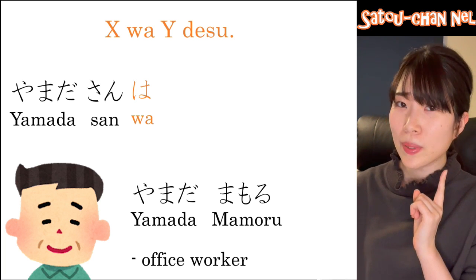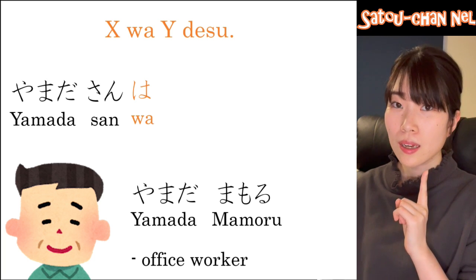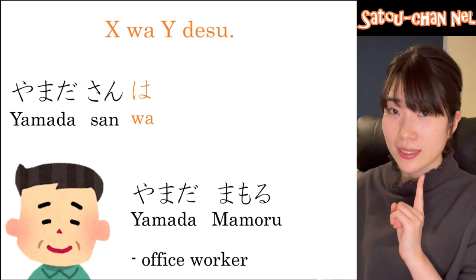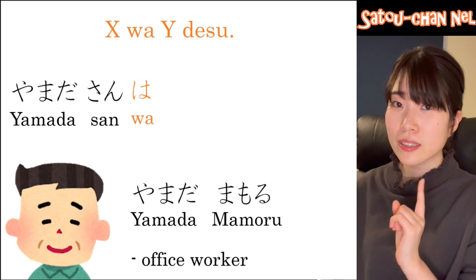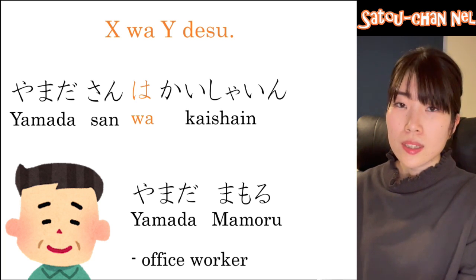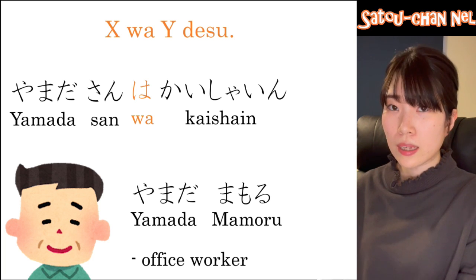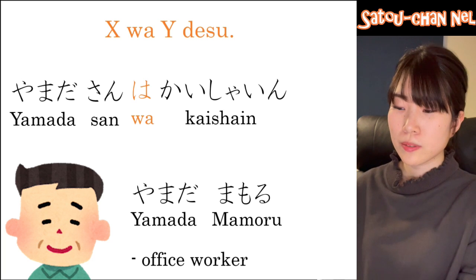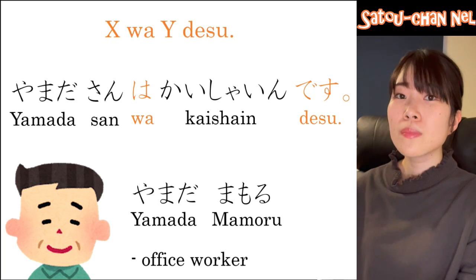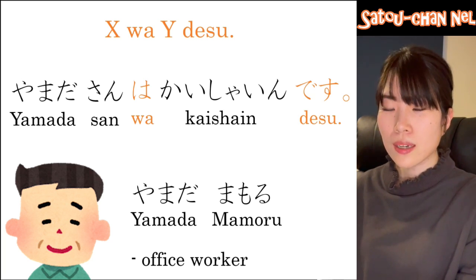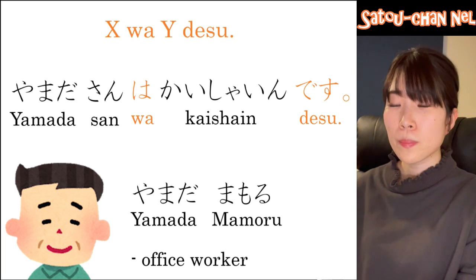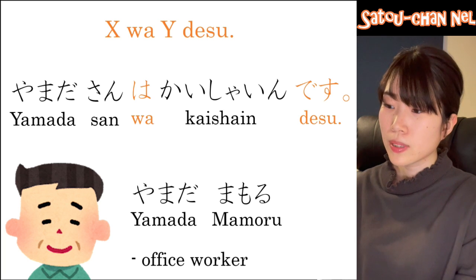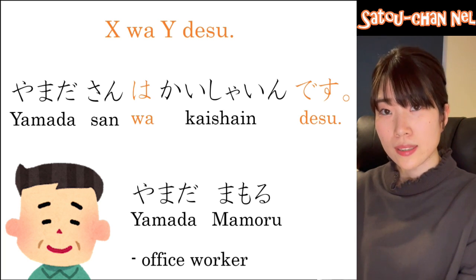Yamada-san wa office worker. What is it in Japanese? Office worker. Kaishain. Yamada-san wa kaishain. And then at the end, you have to put desu. Yamada-san wa kaishain desu. Mr. Yamada is an office worker. Yamada-san wa kaishain desu.